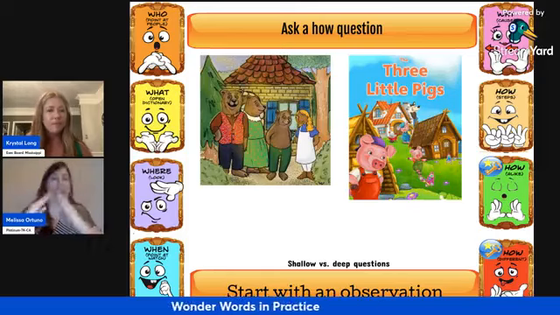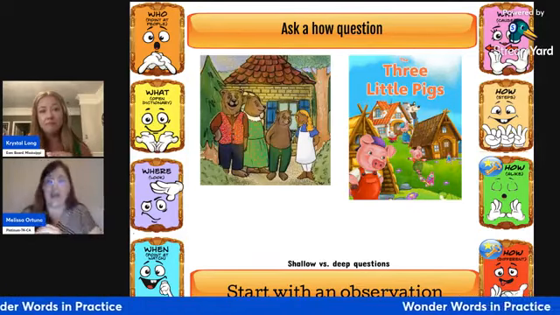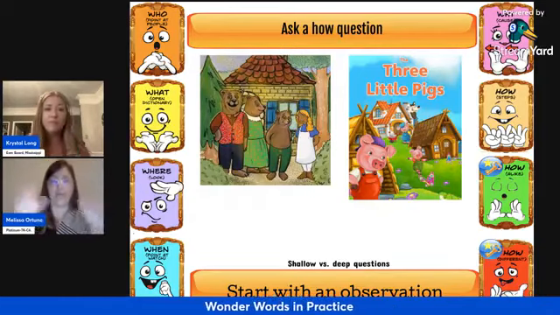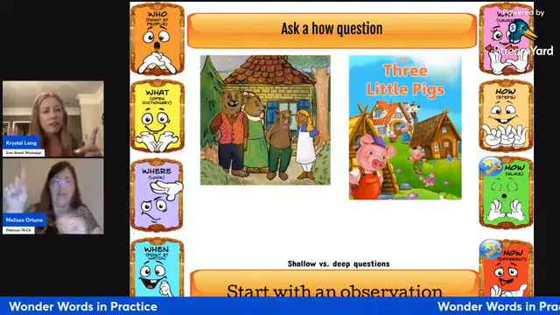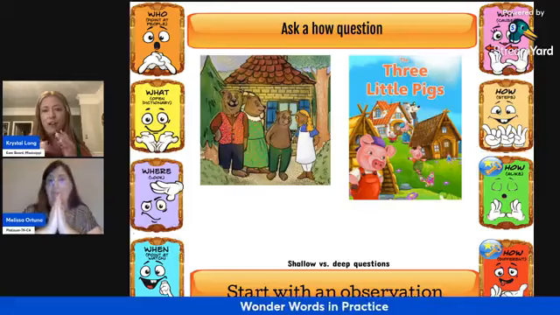I see similar houses in the pictures. I see three bears in one and three pigs in the other. So 3 and 3. Nice. Plus one other character and one other character. Oh, I wonder if there's some kind of connection there.